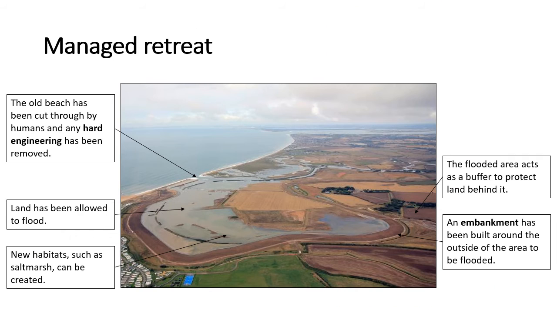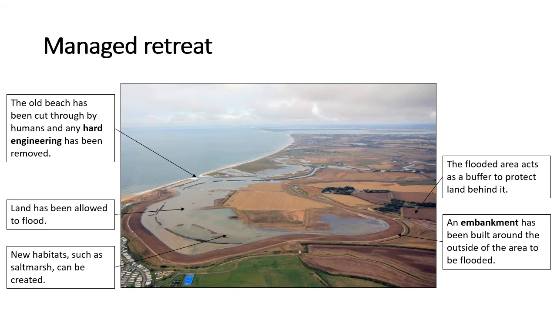And our final type of soft engineering, managed retreat. This is where we retreat, we go backwards, but in a managed way. So if we start with the old beach has been cut through by humans and any hard engineering has been removed. So we've opened this coastline up to being eroded, and in fact, we've encouraged it in this case. The land has been allowed to flood, therefore you can hopefully see that quite clearly in the photo.